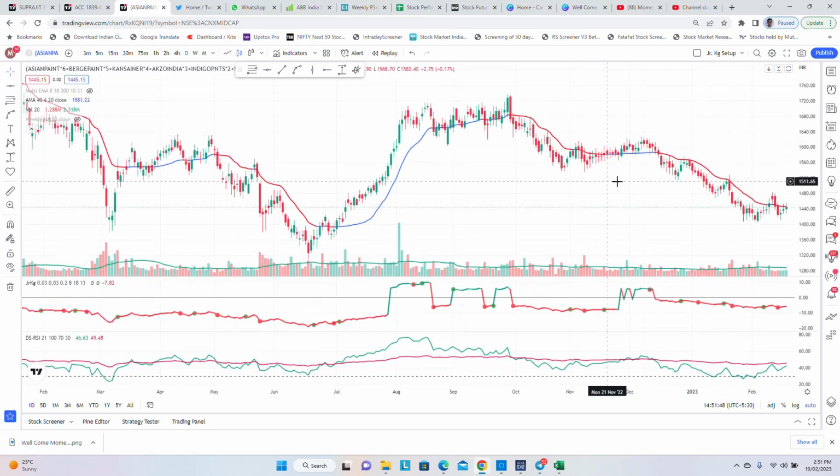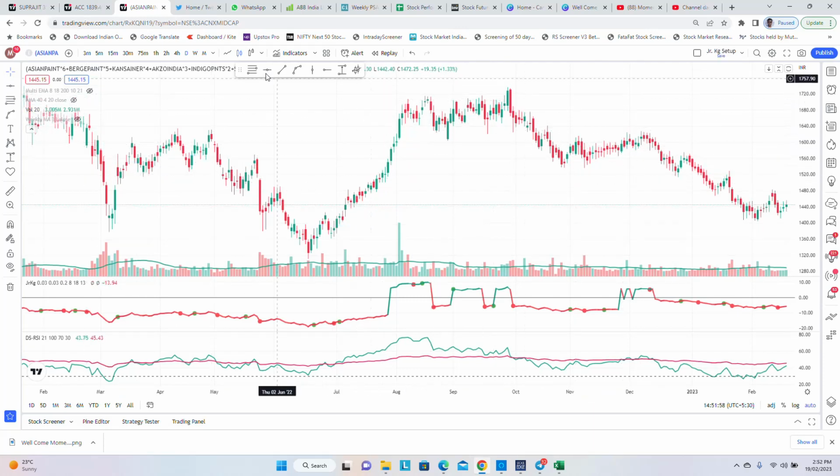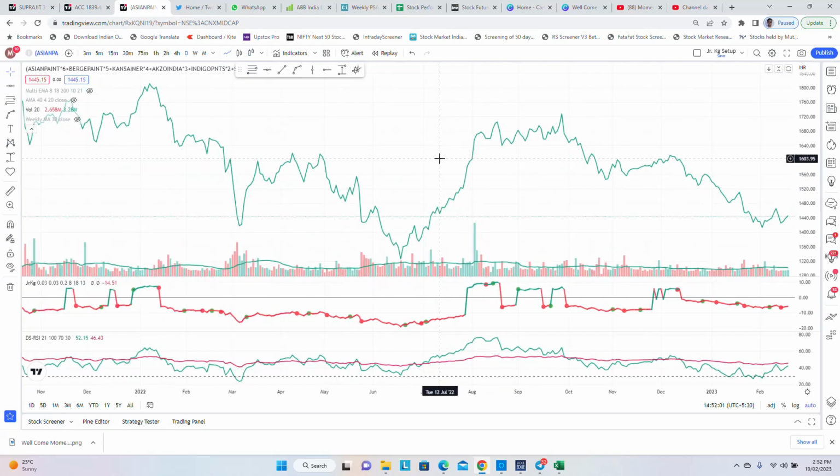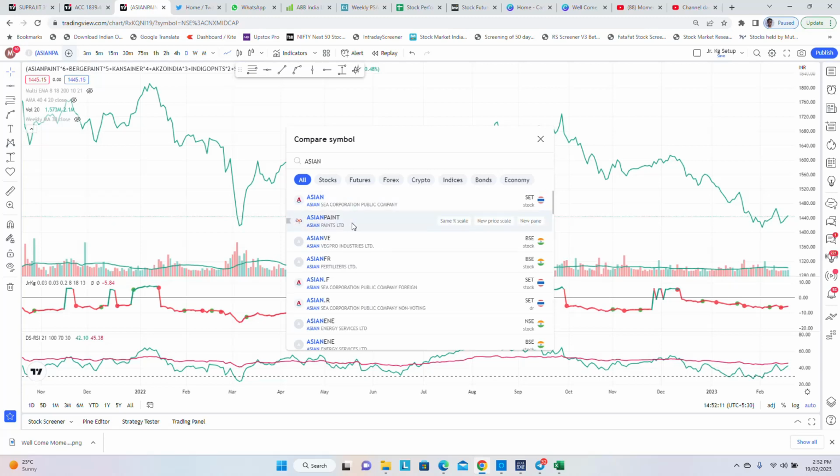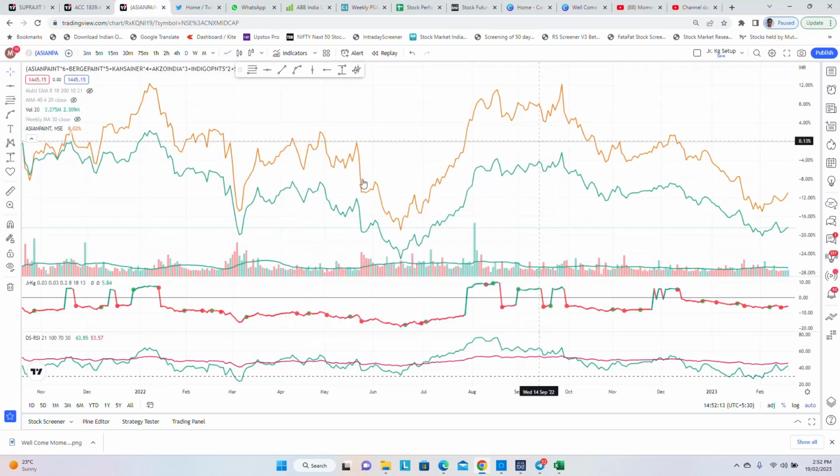And one more thing I will show you: how you can compare with particular stocks. What you can do is change this to a line diagram. So this is your index for the paints, and now click here on plus, and then Asian Paints. You see, Asian Paints is actually outperforming the index of paints.